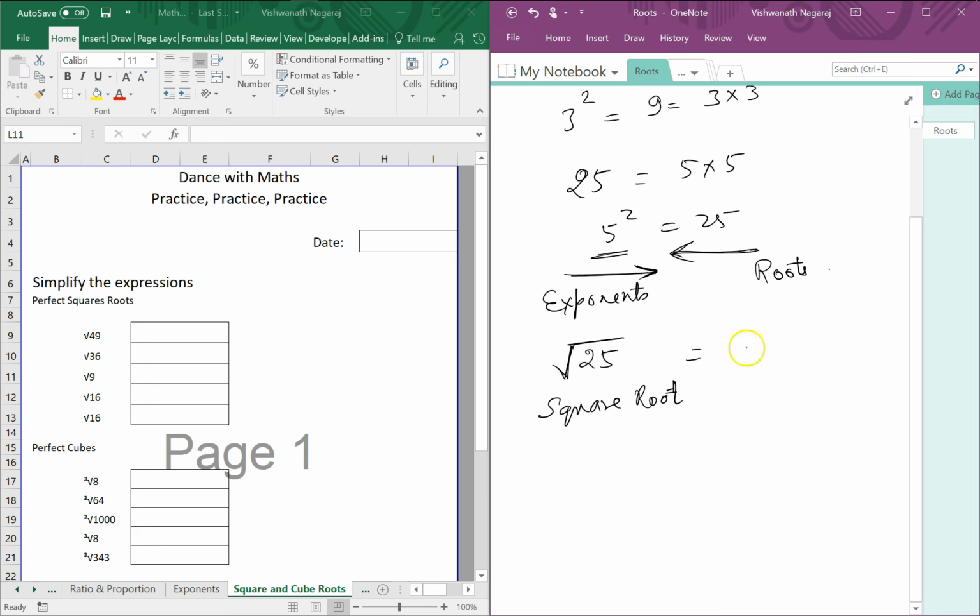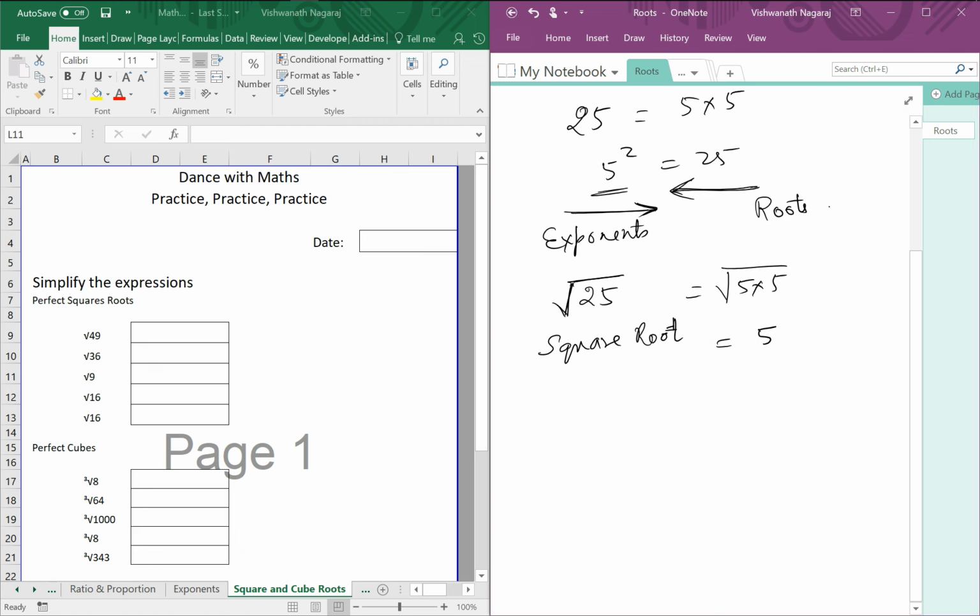So what is that? We know it is 5 into 5. So square root of 5 into 5 is 5. Let's do examples. Let's do lots of examples. Okay, so square root of 49 is 7. Square root of 36 is 6. 6 6 is 36. 7 7 is 49. Square root of 9 is 3. Square root of 16 is 4.